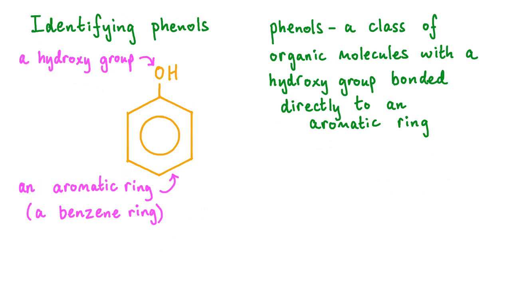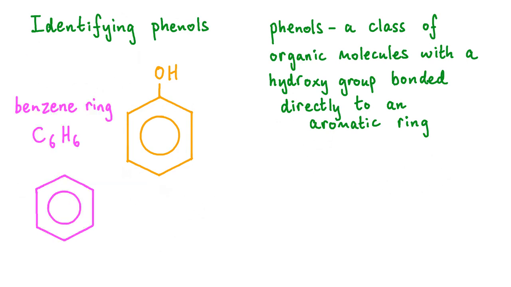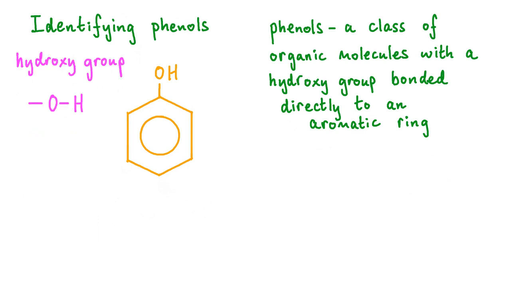Aromatic hydrocarbons are unsaturated molecules that are characterized by the presence of the benzene ring. Benzene has the molecular formula C6H6, and its structure can be represented as a hexagon with a circle in the centre. The hydroxy group contains an oxygen atom covalently bonded to a hydrogen atom. If we attach the hydroxy group directly to the benzene ring, we get the molecule called phenol.